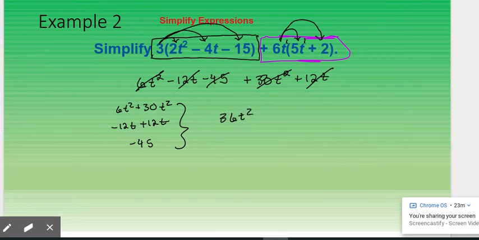36t squared. Now, negative 12t plus 12t is 0. So it's gone. Do not write 0t. It's just gone. And I got minus 45. And I'm finished. Finito. Done.